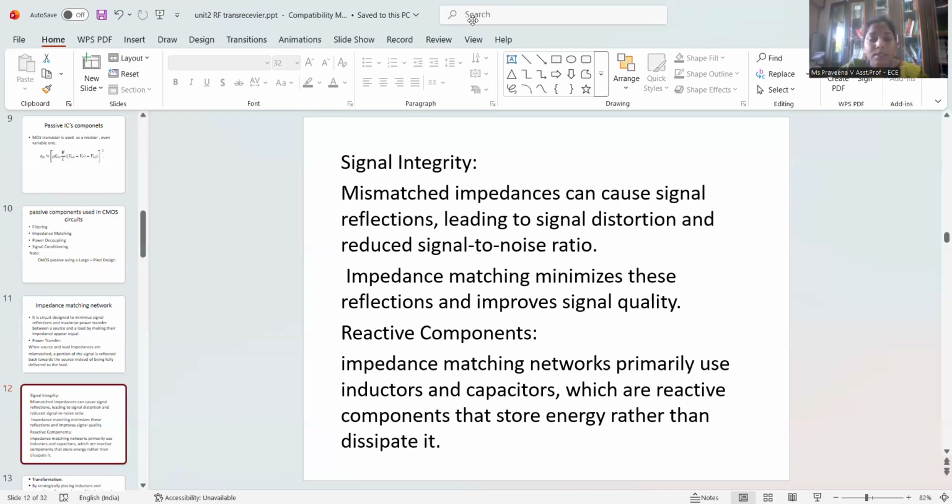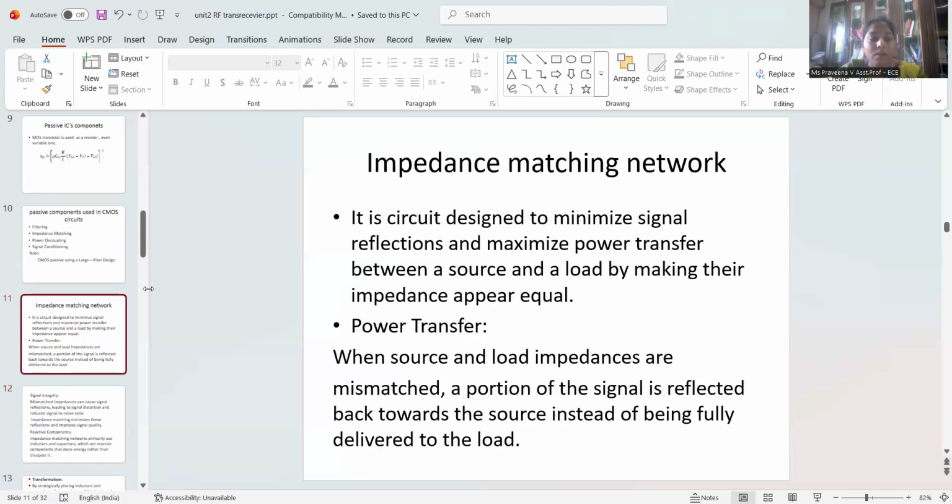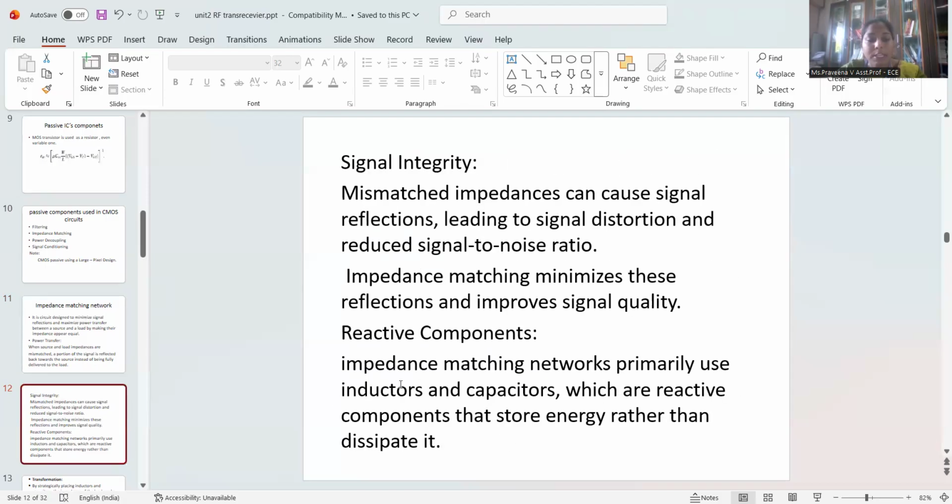So next is signal integrity and reactive components in matching circuit. We can see the overview. In an impedance matching network, the source and load impedance should be properly matched. Then the signal will be perfectly delivered to the load. That is the main concept. And the overview is that impedance matching minimizes these reflections, and the signal will be efficiently transmitted to the load itself, right?